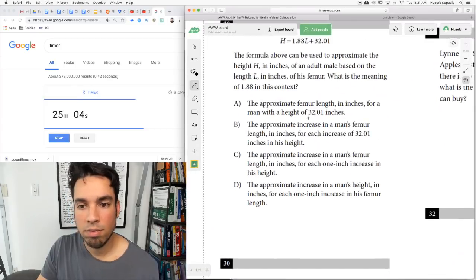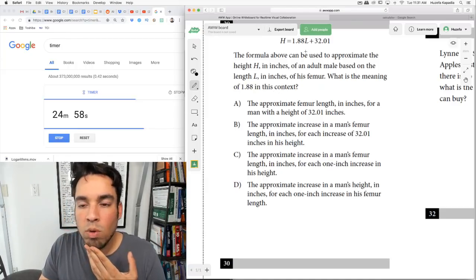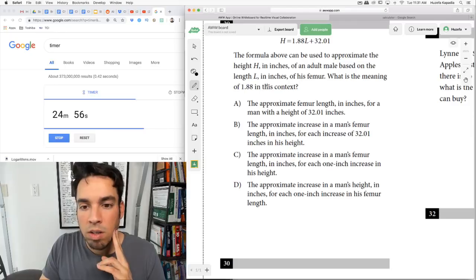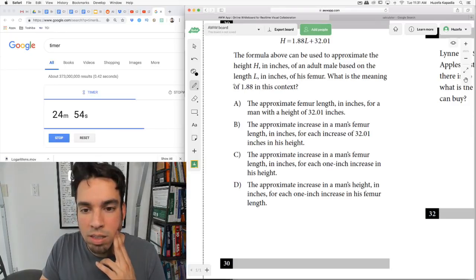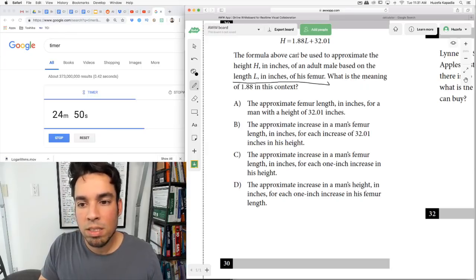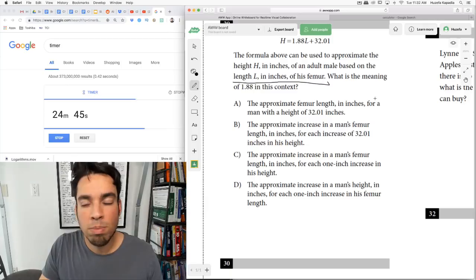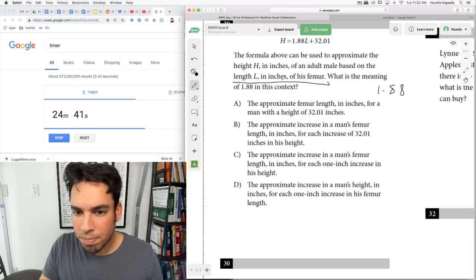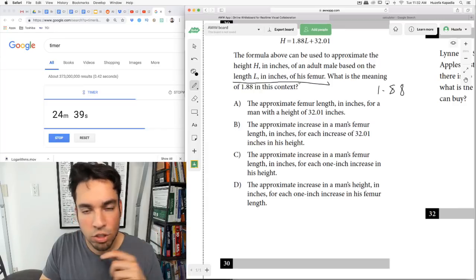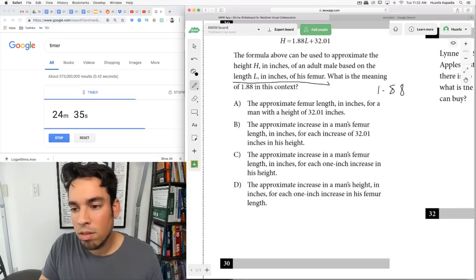All right. The formula above can be used to approximate the height in inches of an adult male based on the length in inches of his femur. What is the meaning of 1.88? Okay. So L is the inches of his femur. And this is basically the slope of the line. It means that every inch we have more on the femur, his height goes up by 1.88. Wait, is the height in feet? No, height is also in inches. So every 1 inch on the femur, his height goes up by 1.88.